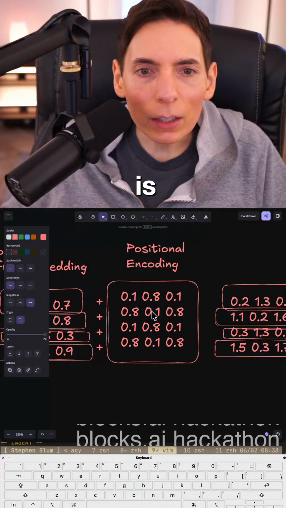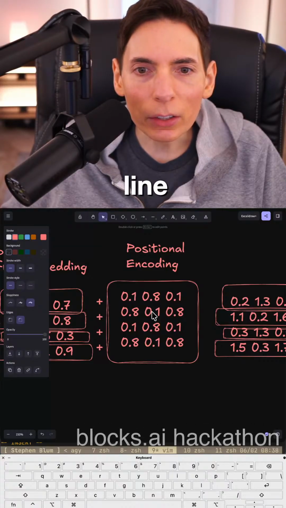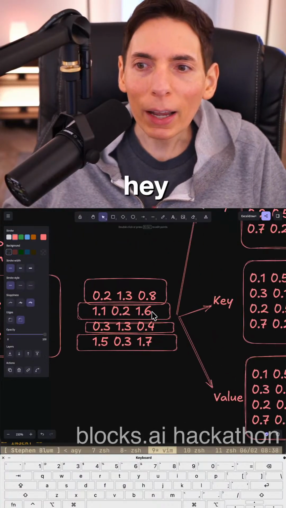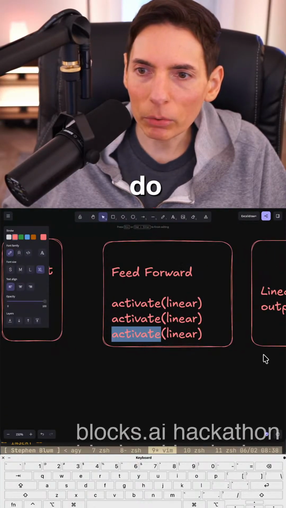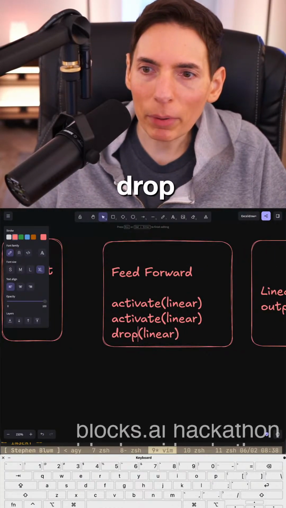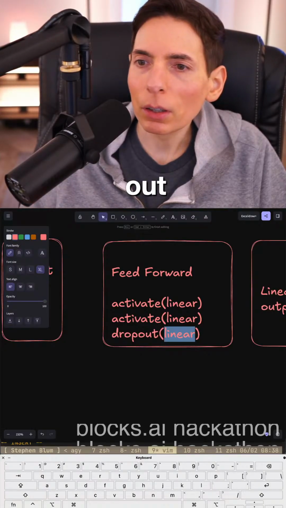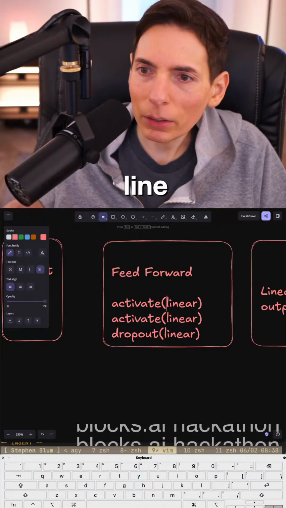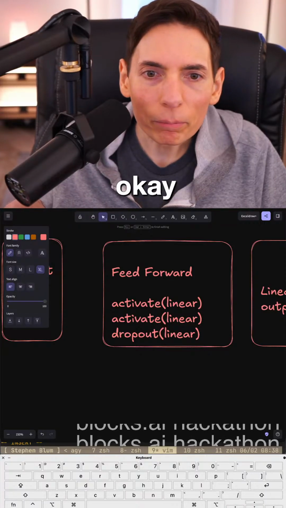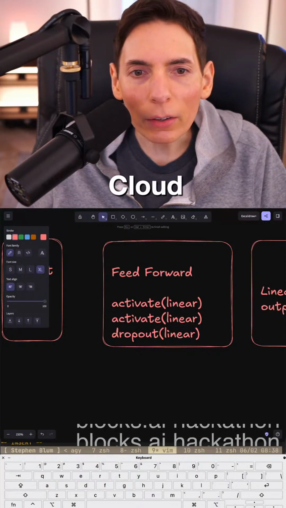Generally, the feed forward is only linear, activation, linear, and dropout sometimes. Oh, hey, Cloudhead, thank you. All right, let's adjust that. So then we will do a dropout here. Let's see. We'll just activate, linear, and dropout. Okay. Thank you, Cloudhead, that's appreciated.